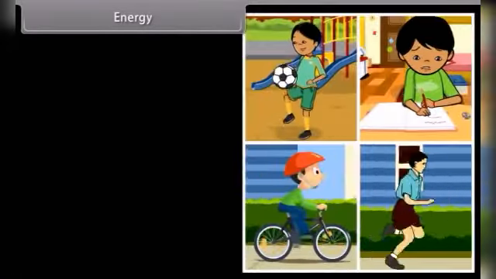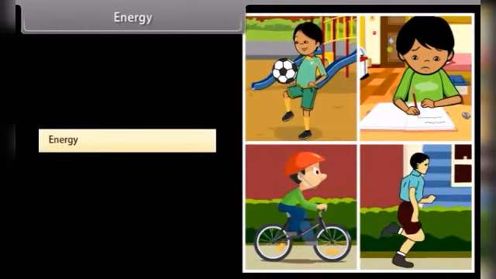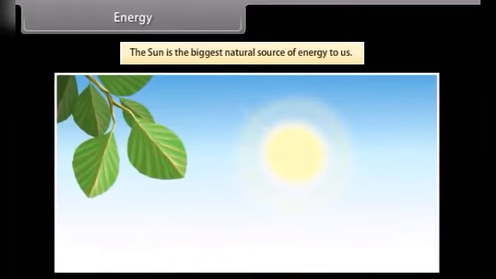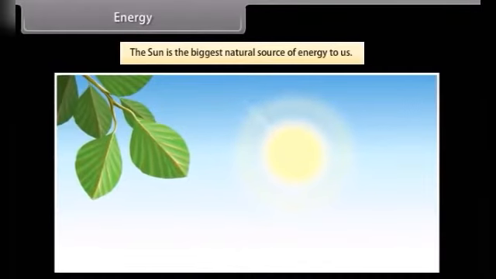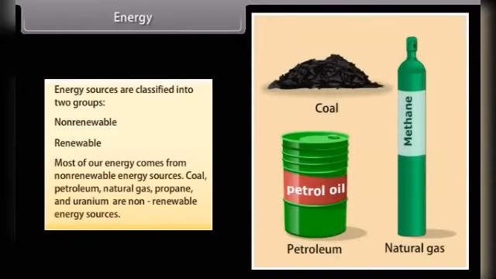Energy. We now know that to do any kind of work, we need energy. We must have energy to accomplish work, but the question is, where does this energy come from? The sun is the biggest natural source of energy to us. Many of our energy sources are derived from the sun. Energy sources are classified into two groups, non-renewable and renewable. Most of our energy comes from non-renewable energy sources. Coal, petroleum, natural gas, propane, and uranium are non-renewable energy sources.